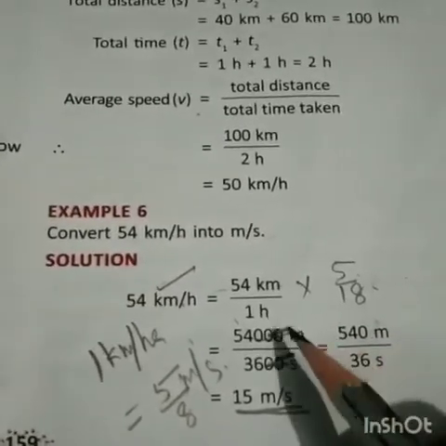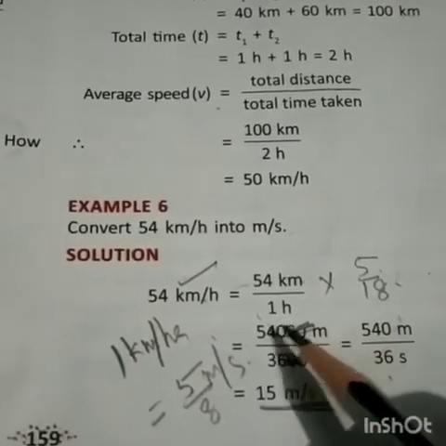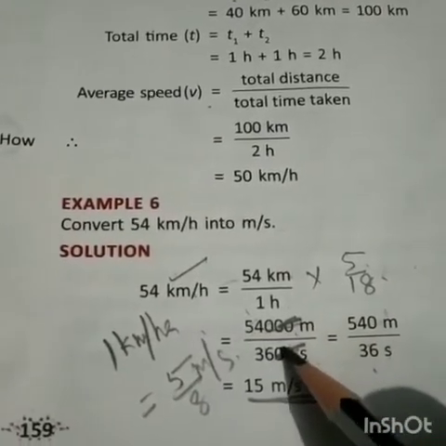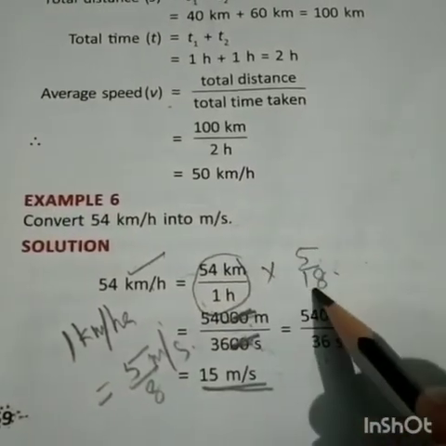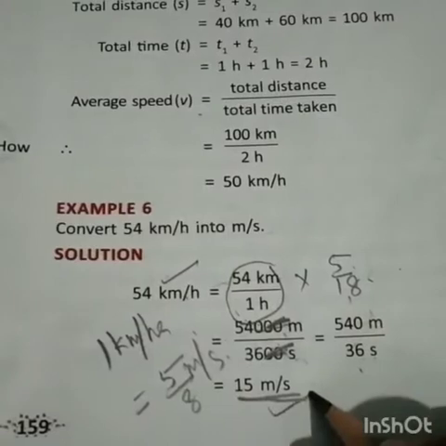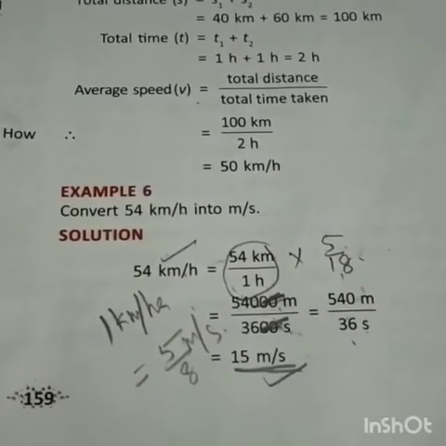So this way you have to do, either you can cancel the 2 zeros by the denominator 2 zeros and get 540 by 36, or you can directly multiply 54 upon 1 by 5 by 18. This is the method of converting kilometer per hour into meter per second.